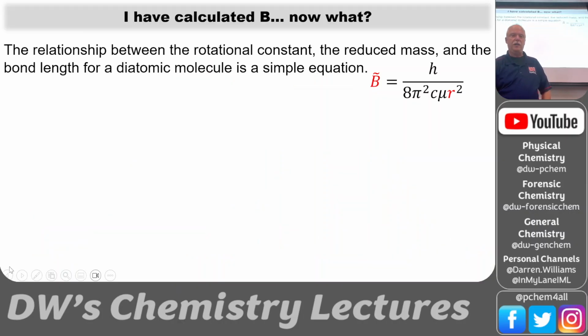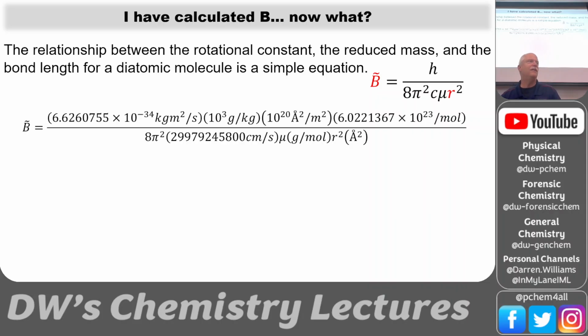So let's do some calculations. So I've got B. What do I do with it? Well, you see that R down in the denominator. That's going to be our bond length. This is the conversion. Like I said, it's all about the units, right? We want bond length in angstroms. Bond length in angstroms. But we've got things like Planck's constant up here that are in kilograms and meters squared. So I've got to get out of meters squared and into angstrom squared.